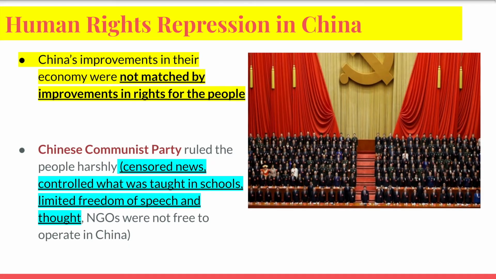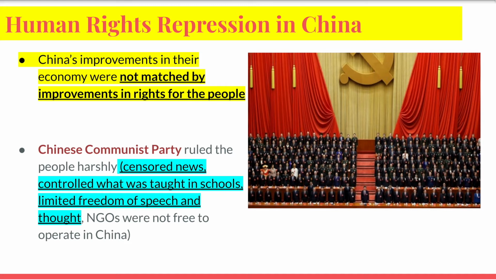And we also have human rights and repression in China. China's improvements in their economy by promoting more free trade were not matched by improvements in the rights for people, okay? Still very regressive. The Chinese Communist Party ruled people harshly by censoring the news, controlling what was taught in schools, and limiting freedom of speech and thought.